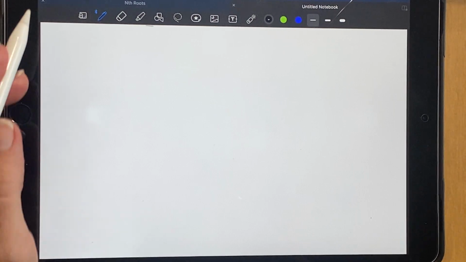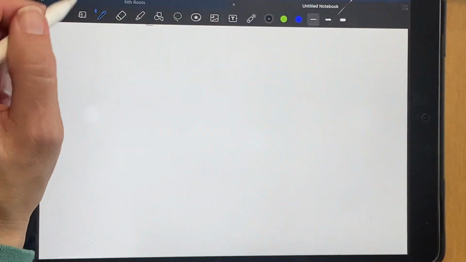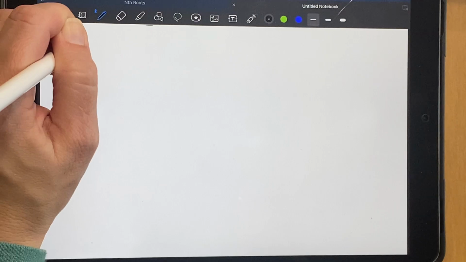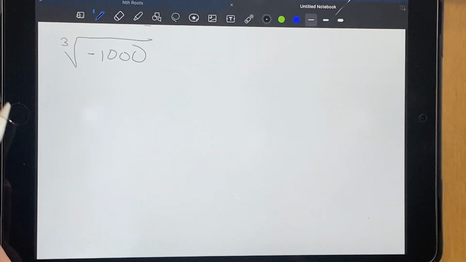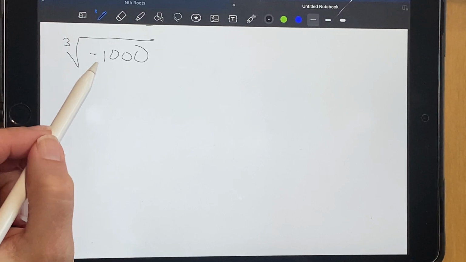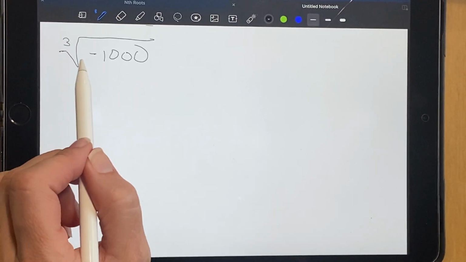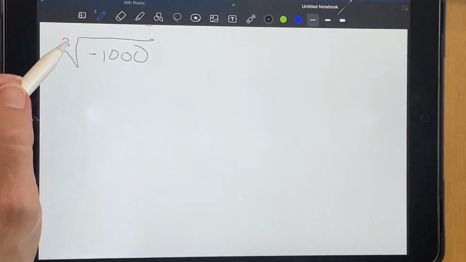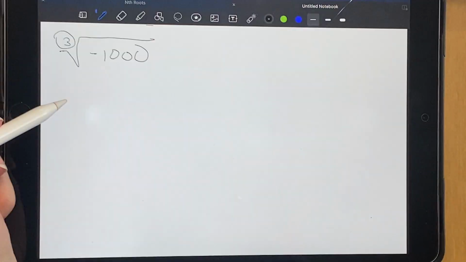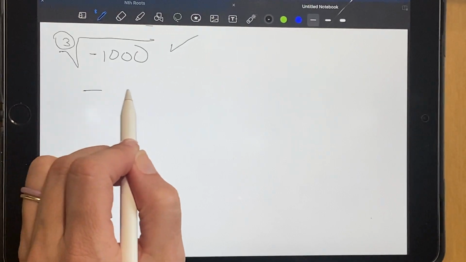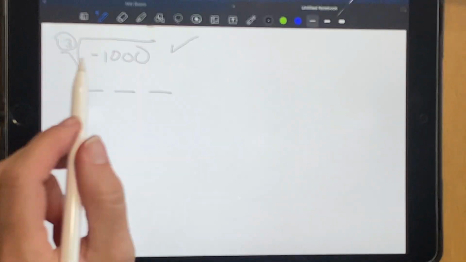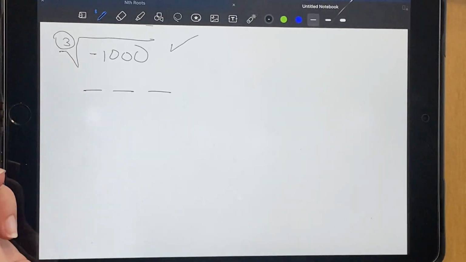So let's look at number 30 in your homework. It says the cube root of negative 1,000. So the first thing that we ask ourselves: I have a negative number underneath my radical. Is that allowed? Well, I have an odd index. So yes, it is allowed because I can have three numbers that are all negative and they end up being negative. So what are those?